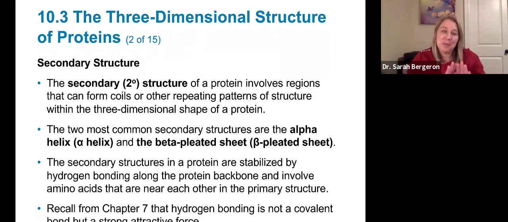Or you can have repeating patterns of what are called beta sheets. So you can have alpha helices, which are the most common, that kind of look like the telephone cord. And then you can have beta pleated sheets, where it's like a sheet that goes this way, and then it makes another sheet here, and then another sheet there, and they're kind of connected. And so it kind of goes up and down and up and down and up and down.